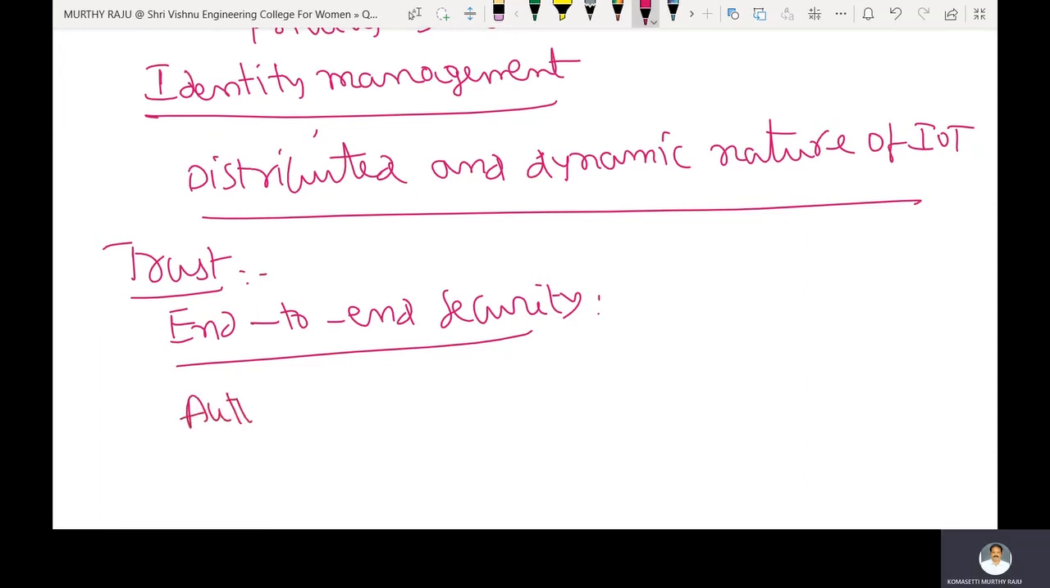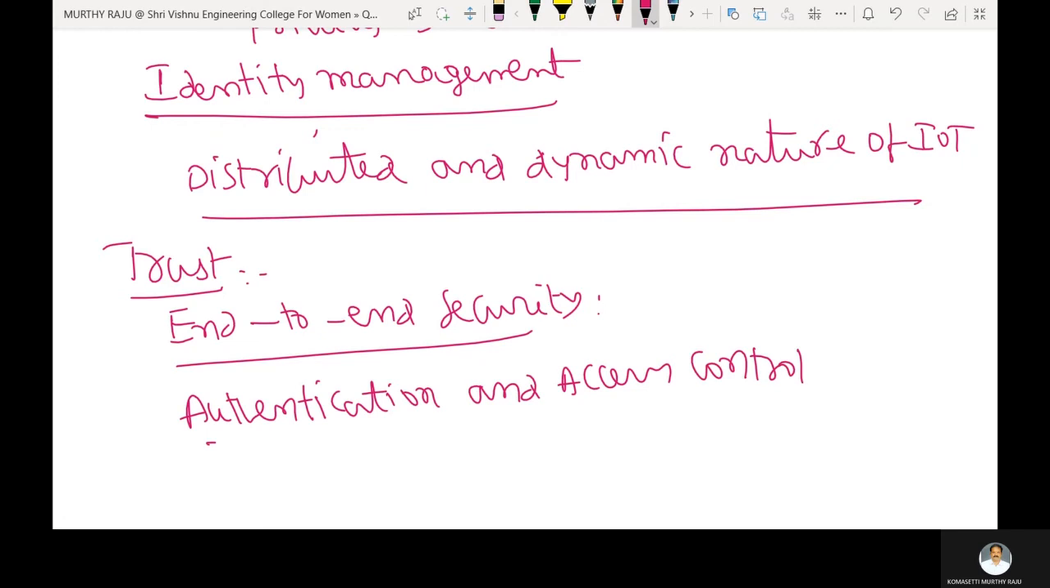Authentication and access control. Authentication is the identity established between the communicating parties. That means you have to provide login IDs and passwords to trusted people, or those who are involved in the IoT communications. These trusted people act as IoT devices. Identity plays an important role.